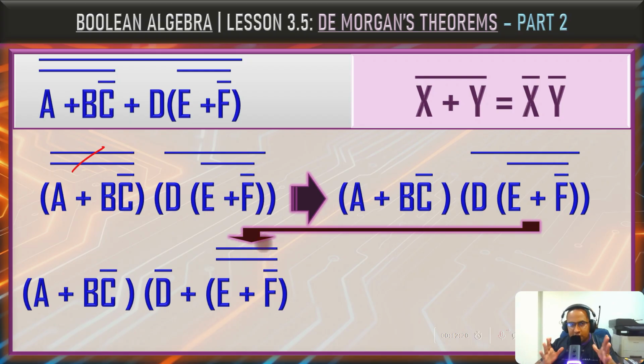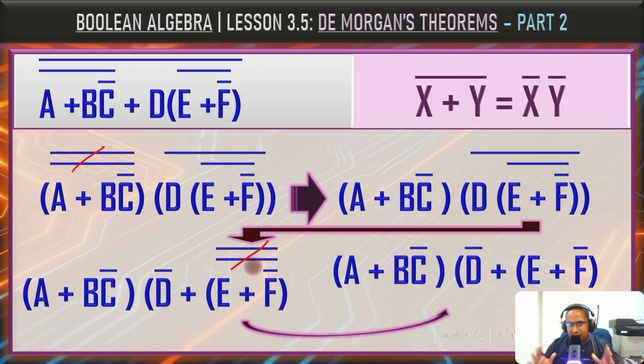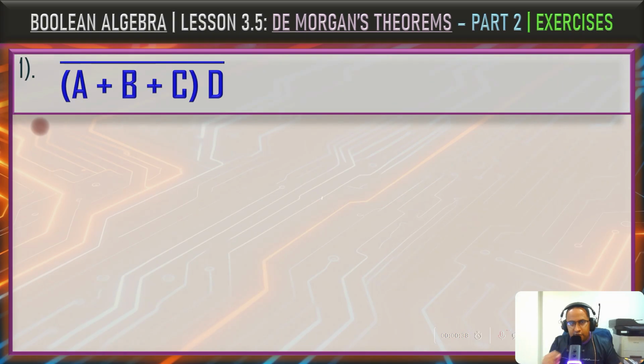And there's an important condition here. The double negation rule can only be applied if both bars cover the entire expression, which is exactly what happens here. So we cancel the double complement, and this gives us the final expression, like this. So always pay attention to where the bar is applied. Now it's your turn. Pause the video and try to simplify this expression applying De Morgan's theorems.